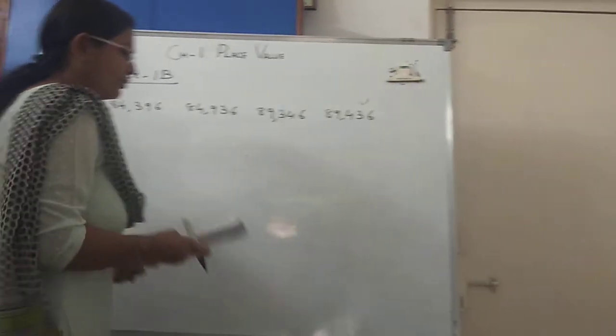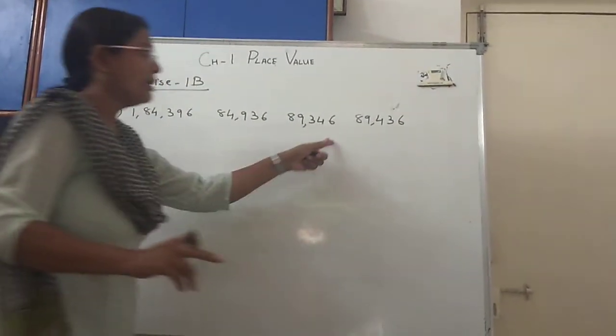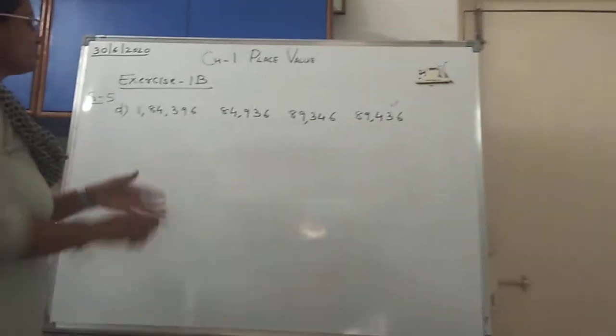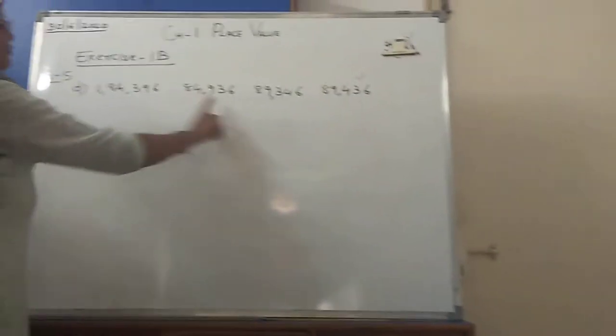89,436. Okay. Don't forget we are doing ascending order of this. The first rule we have to follow for comparison: count the number of digits of all the 4 numbers.